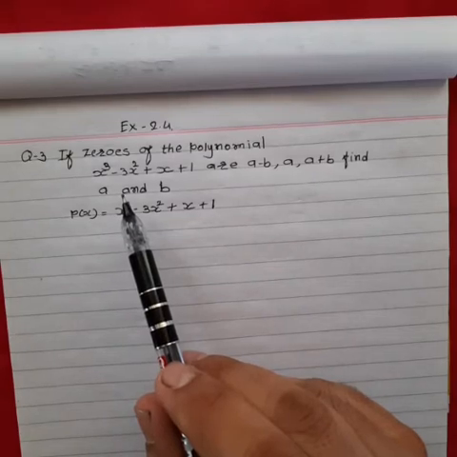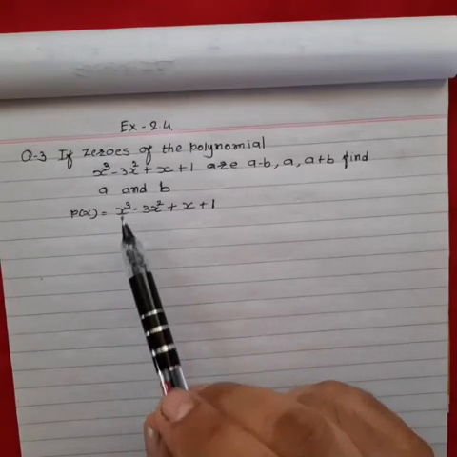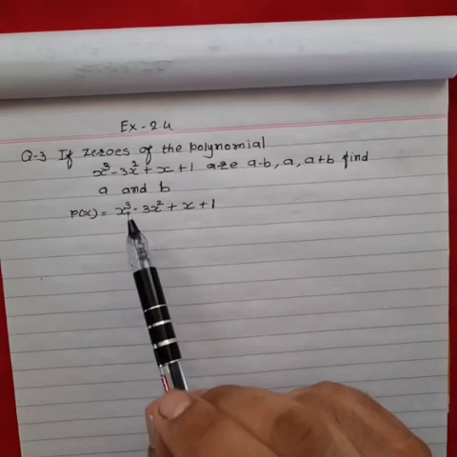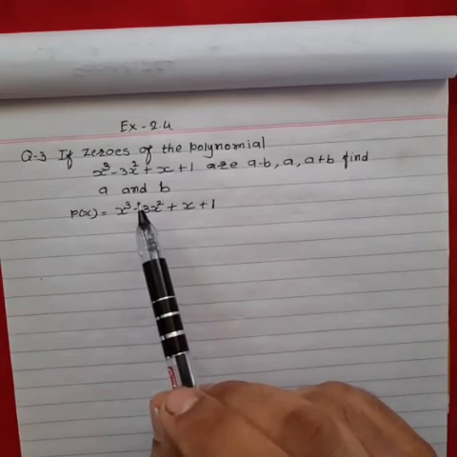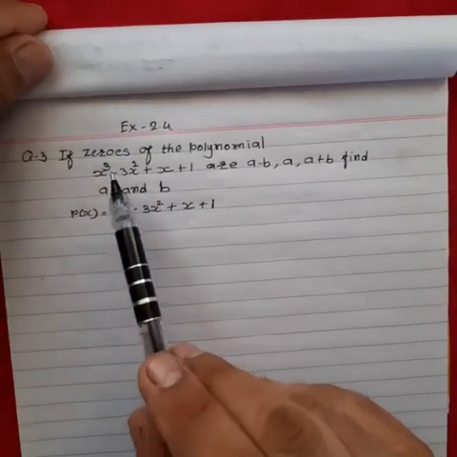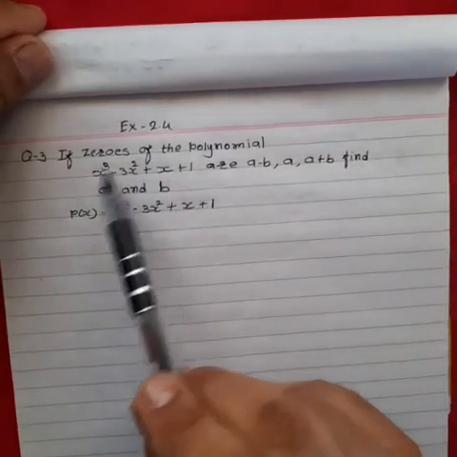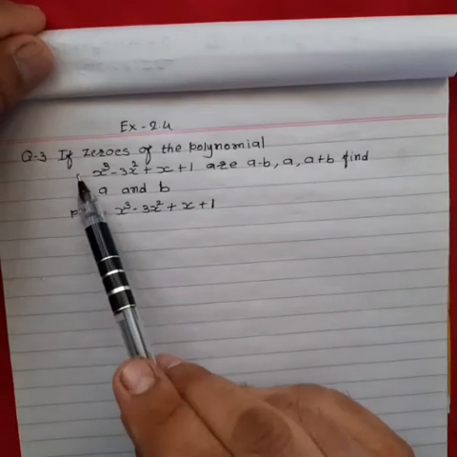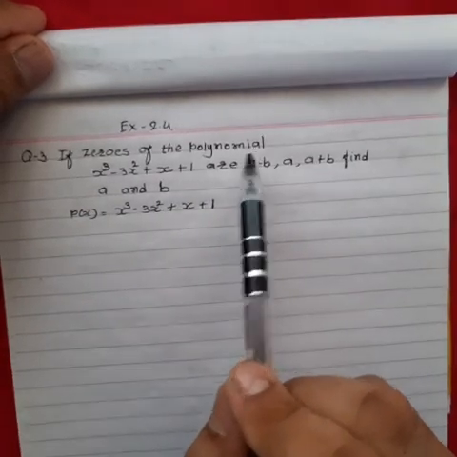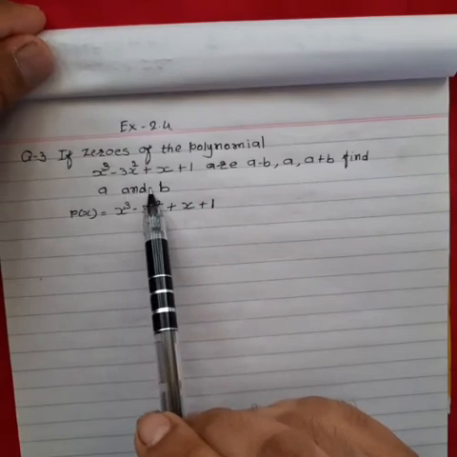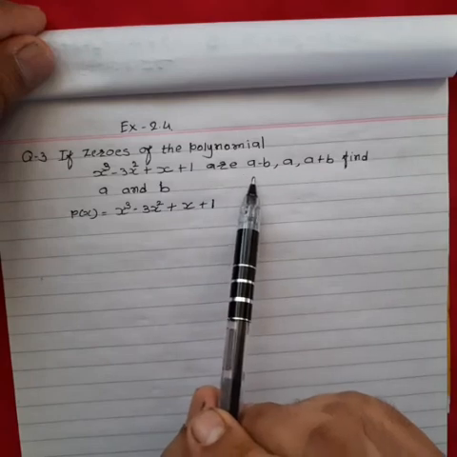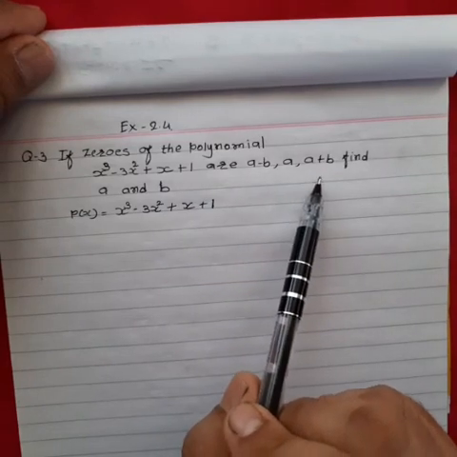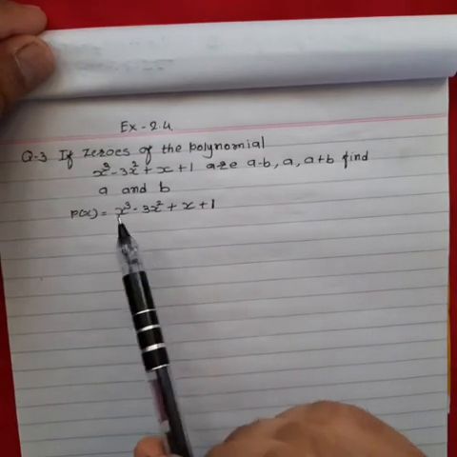In my last lecture, we talked about zeros of the cubic polynomial and its relations with the coefficients of the polynomial. See here, one sum of exercise 2.4, question number 3. If the zeros of the polynomial x cube minus 3x square plus x plus 1 are a minus b, a and a plus b, find a and b.